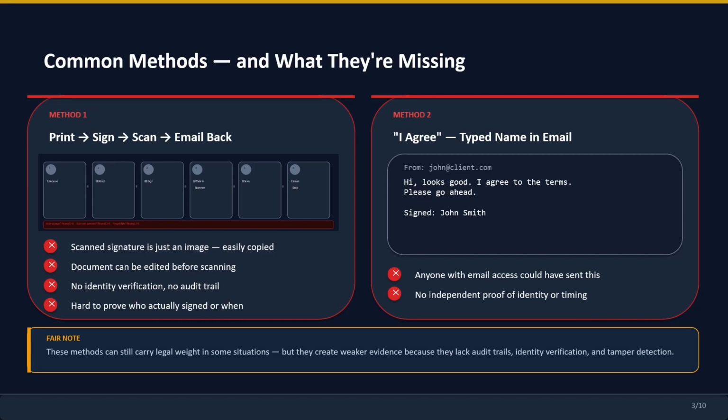To be fair, these methods are not worthless. In simple, uncontested situations, they often work fine. The problem is when someone disputes the agreement. That's when you realize the evidence you collected was weaker than you assumed.